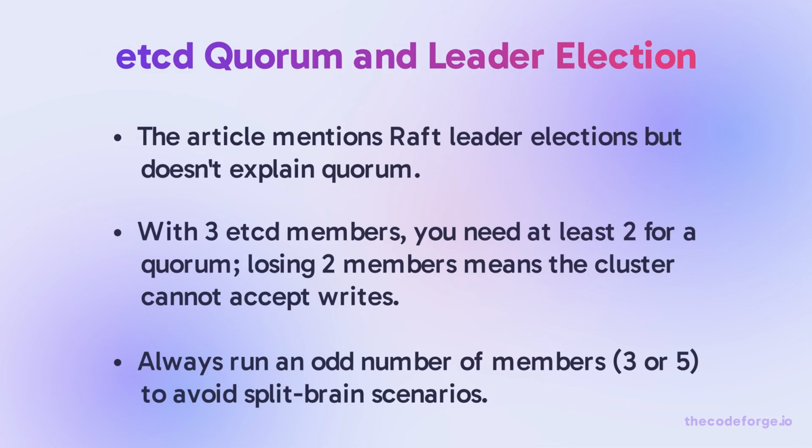The article mentions Raft leader elections, but doesn't explain quorum. With 3 etcd members, you need at least 2 for a quorum. Losing 2 members means the cluster cannot accept writes. Always run an odd number of members, 3 or 5, to avoid split-brain scenarios.